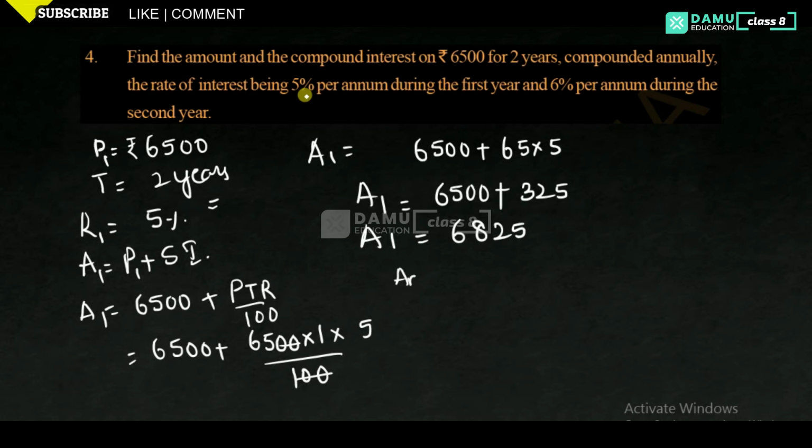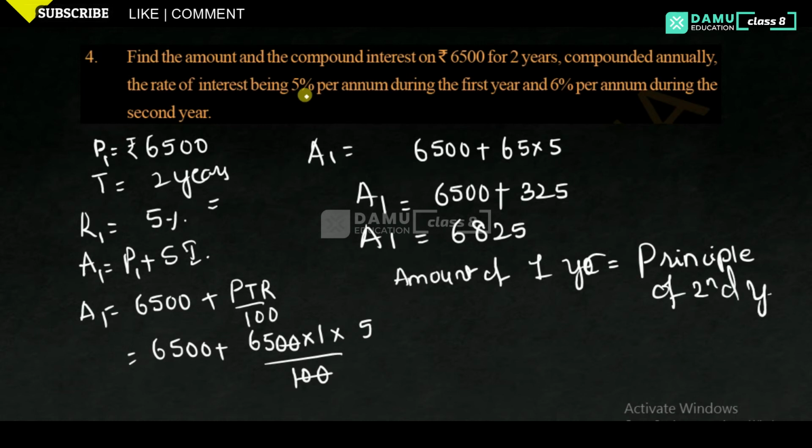So the amount of the first year will be equal to the principal for the next year. So the investment starts with the principal of the second year. Why? Because at the end of the year we get the amount, and that amount we again invest for the next year. That is, P2 will be equal to A1. So let's find now the rate of interest here. The rate of interest R2 will be 6%. Then time is also equal to 1 year for this. So these 2 years are divided into 1 year each.